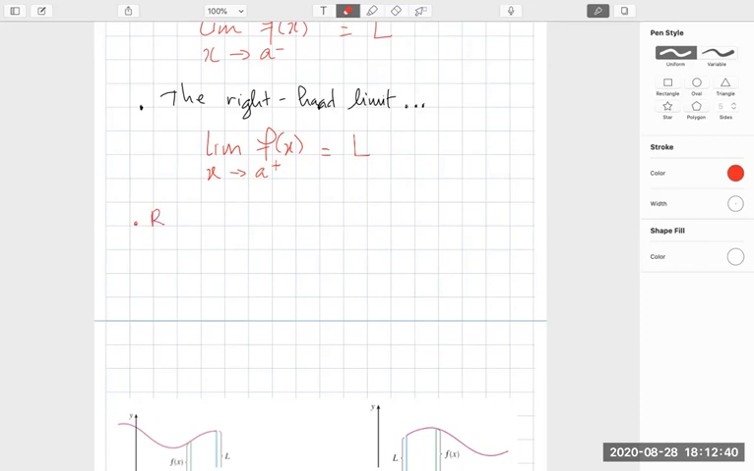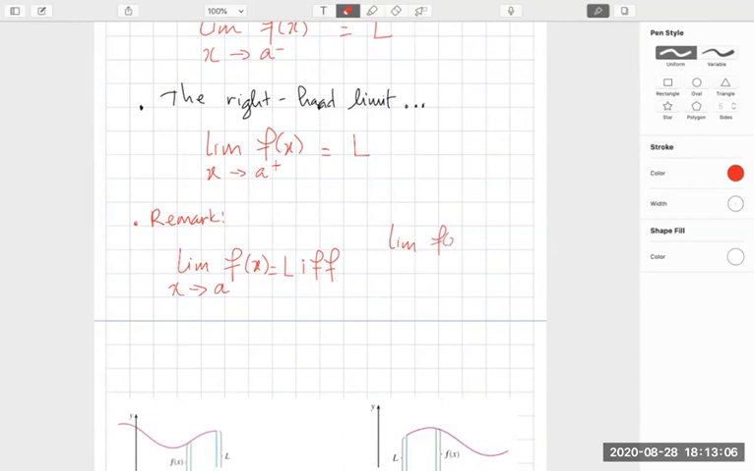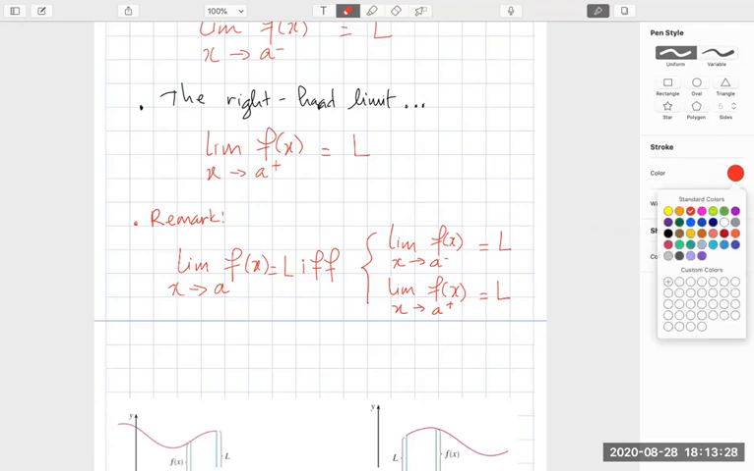Remember, the limit of f of x when x approaches a is equal to L if and only if the limit of f of x when x approaches the left side of a should be equal to L, and the limit of f of x when x approaches the right side of a should also be equal to L, right? If and only if, be careful. Okay.